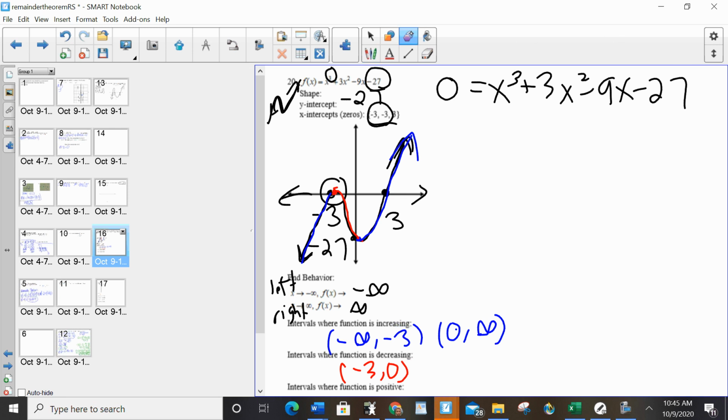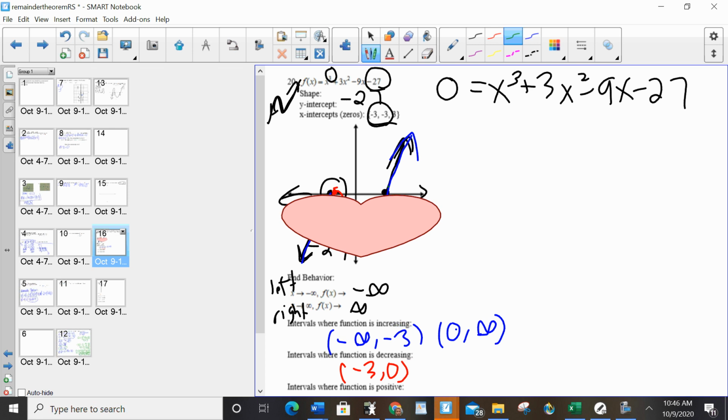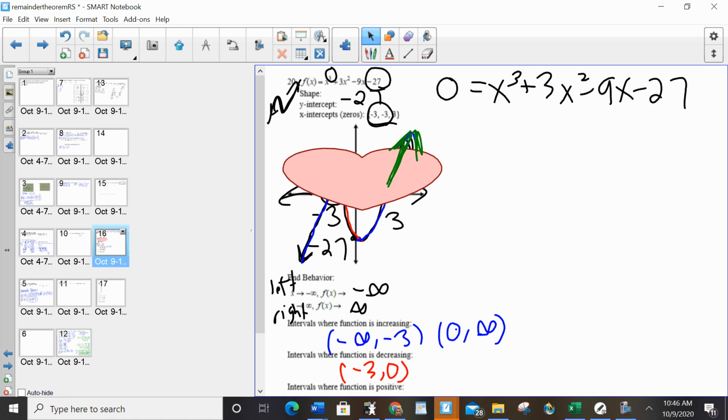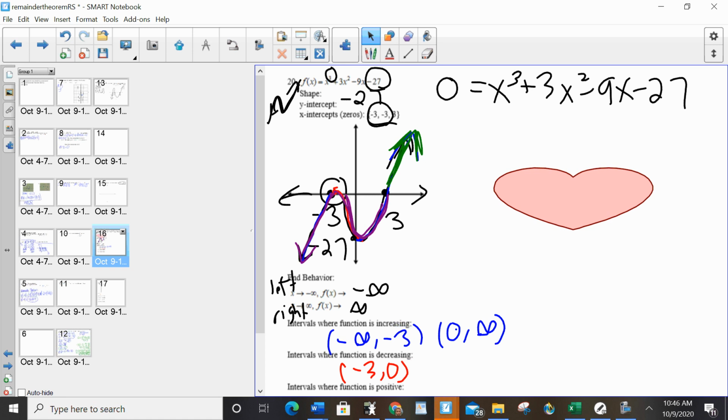Positive, negative. I want you to block above and below the x-axis. I'm going to start with positive, so I'm just going to take my heart here and try and cover as much as I can. I'm going to do my positive in green. This piece is positive. Now, negative is everything below. I'm going to do my below in purple. I know it might be a little confusing with so many colors, but I think we'll be okay. So green is positive, purple is negative.